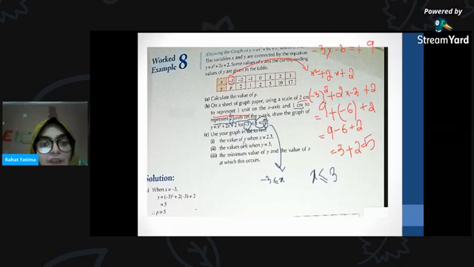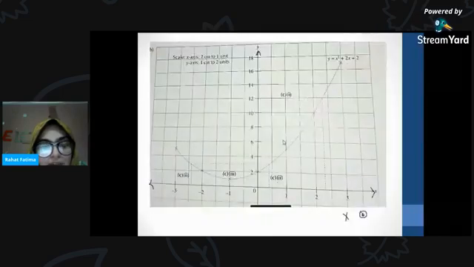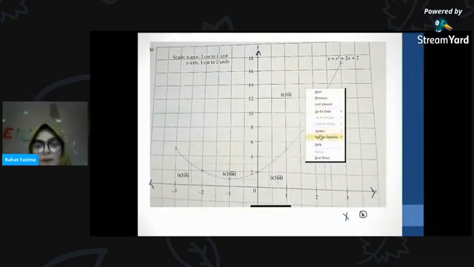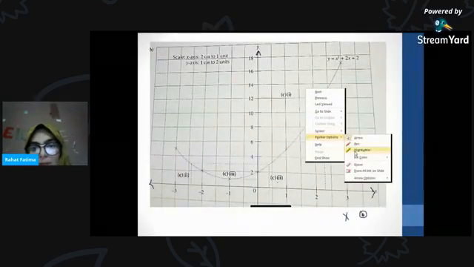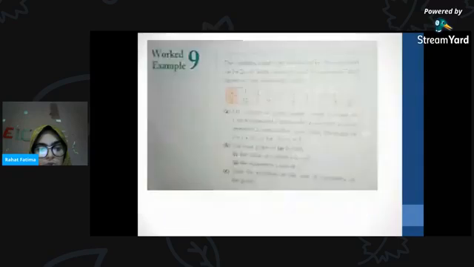You need to find the value of y when x is equals to 2.3. I'm going to copy down the question. You have to find the value of y when x is equals to.